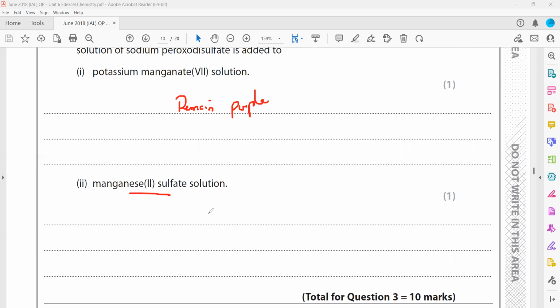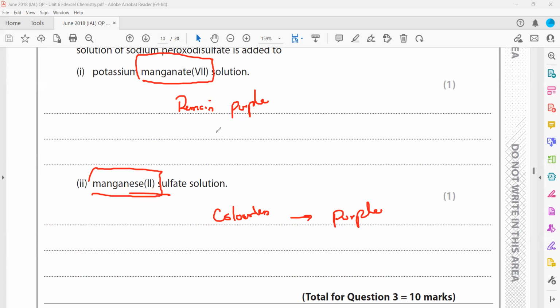But for manganese 2 sulfate, it will turn from colorless, because that is colorless. And Mn7 will be produced, so it will turn from colorless to purple, because manganese 2 ion is colorless and manganese 7 ion is purple. So when we add sodium oxide disulfate, it won't change it, because it will shift the equilibrium towards the Mn7, so it won't change the color. But for plus 2, it will turn into plus 7, so it will change from colorless to purple.